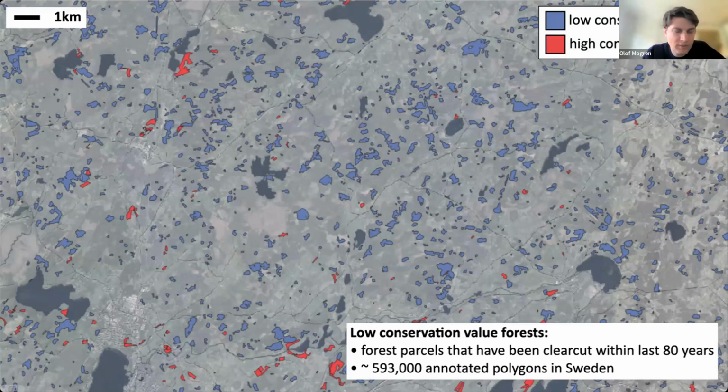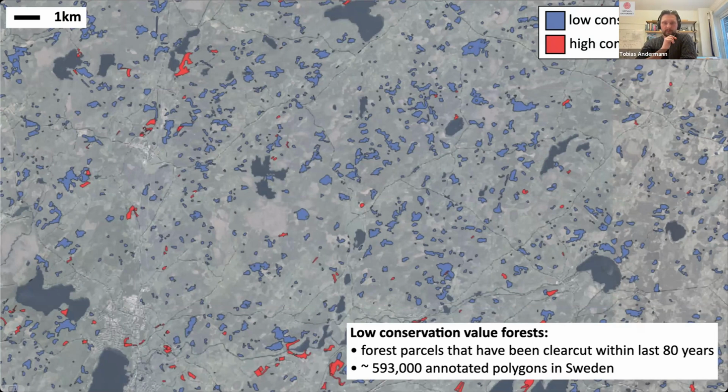Could this be sort of an arbitrary line to say 80 years is when it's a low conservation value? Could there be instances when it should be lower or when it should be higher? Yeah, so that's a good point. I mean, it is a bit of an arbitrary line, but it's based on domain knowledge.